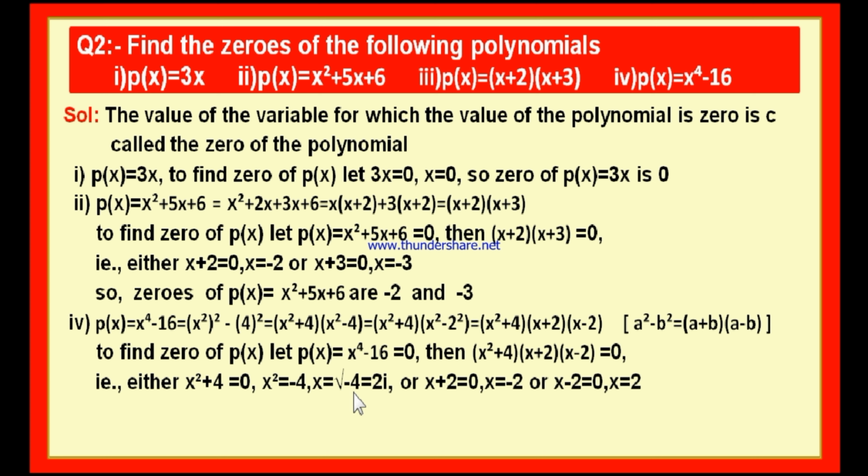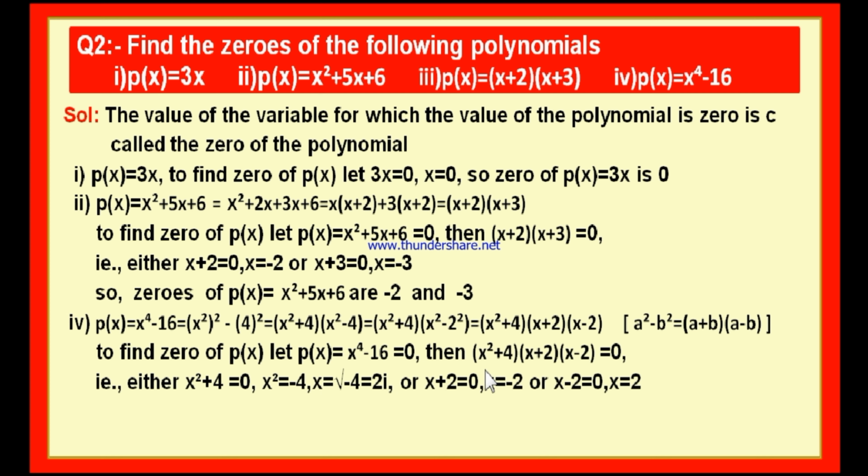Can you find the square root value of a negative number? We cannot find the square root value of a negative number, otherwise it is an imaginary number. Square root of minus 1 may be represented with i. Square root of 4 is 2. Therefore, you can write it as 2i. If x square is equal to minus 4, then x is equal to 2i. I means root minus 1.